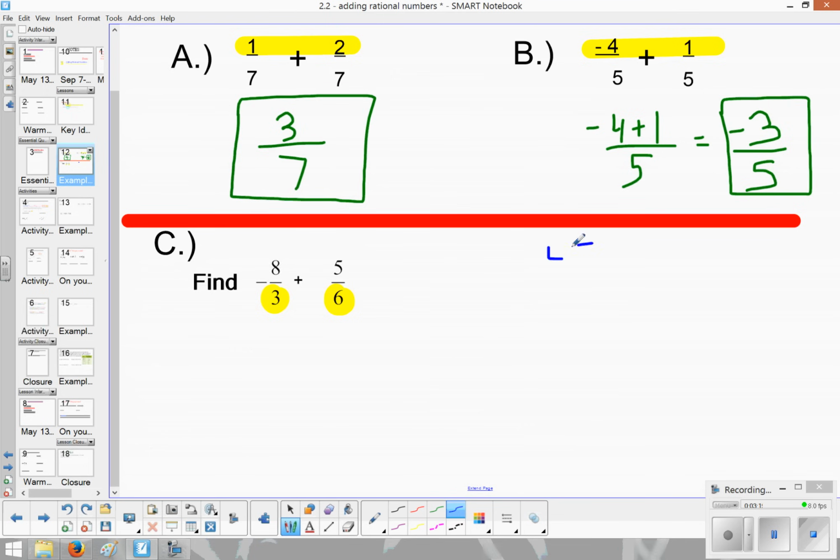Now, you might remember in your 6th grade or 5th grade or even 4th grade class, you might have made a chart that looked like this with a 3 and a 6. And then you had to find their multiples for each one.